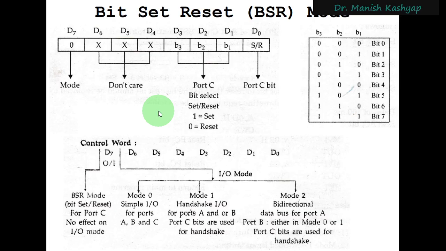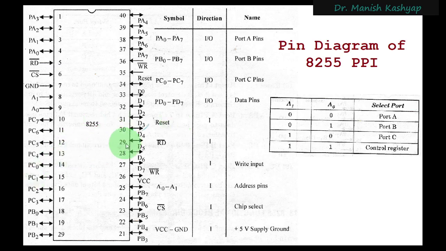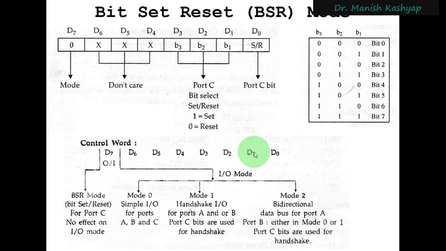Now let us come to the modes under which this complete 8255 operates. So 8255 operates in two modes. The first mode is called as bit set reset mode, BSR. This BSR mode is there, and this BSR mode is only applicable to port C. BSR mode is only applicable to port C. So we will talk about it in a while.